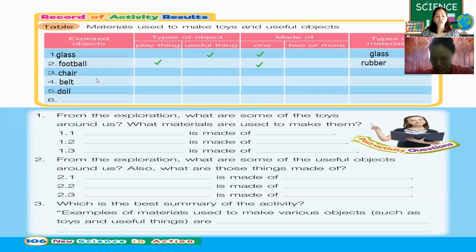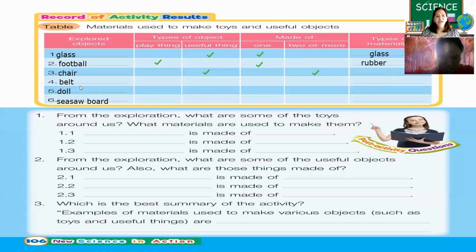Number 3, we have chair. Is it a plaything or a useful thing? It is a useful thing. We sit on a chair. Made of one or two or more materials? It is made of two or more materials because you cannot build a chair without the wood, without the nail. The nail is a steel or a metal thing. Types of material: wood and metal.